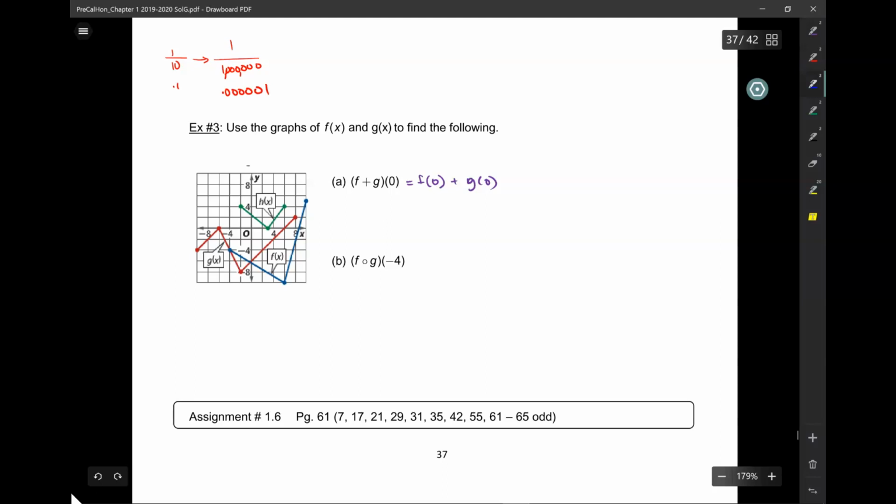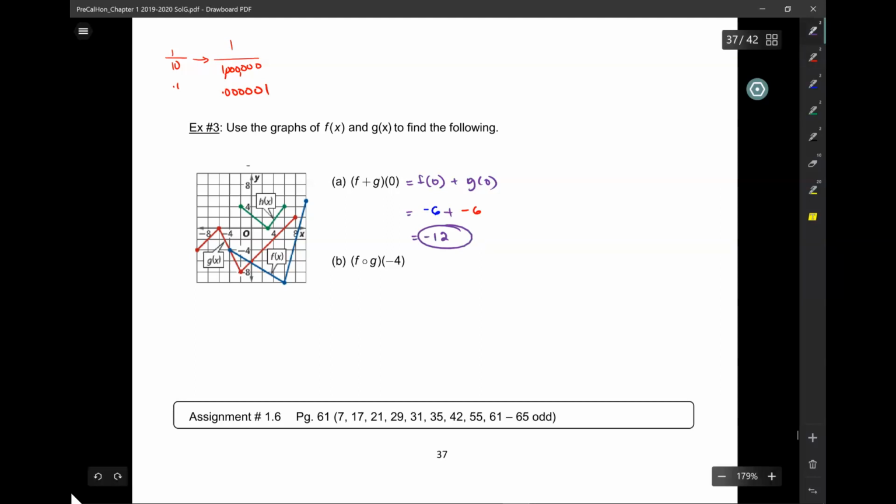If you look, I know yours is all one color, but f in my version is the blue. So f of 0 is this point here. I'm going to estimate it to be about -6. I know it looks like it's a little bit off, but I'm going to estimate it to be about -6, plus g of 0, that's in the red. It looks like it's also -6. So together, this is -12.